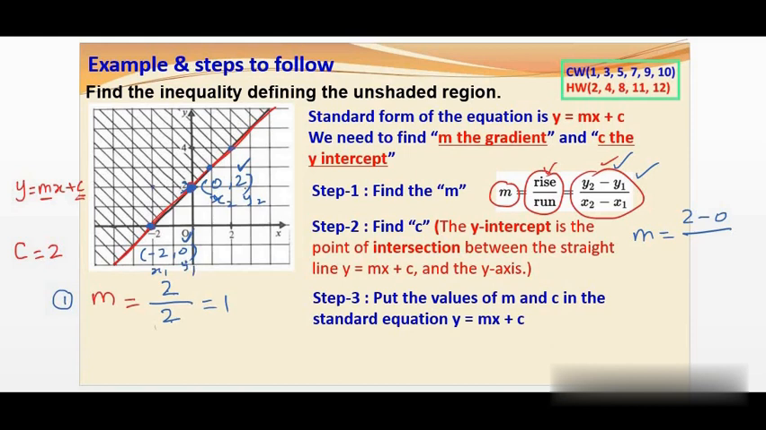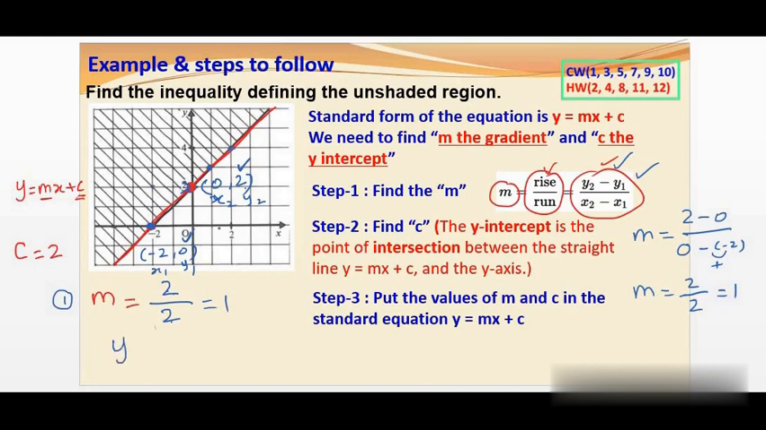So y2 minus y1 means 2 minus 0 and then 0 minus minus 2. And you know that minus and minus changes to plus. So what will be in the numerator? 2 minus 0 is 2 and in the denominator 0 plus 2 is 2. So finally it's giving you 1. So the value of m is 1. So how can we write the equation now?